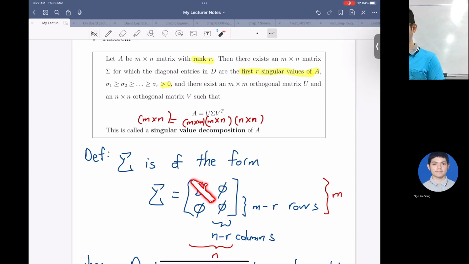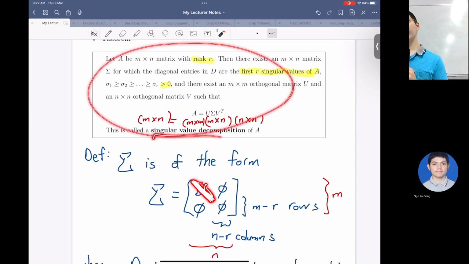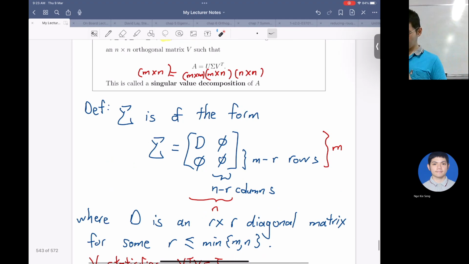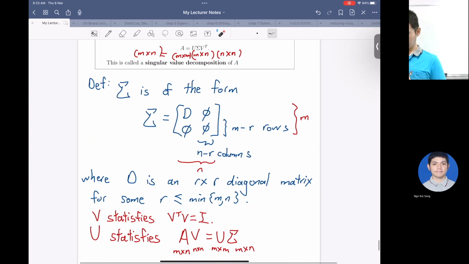This is the piece of information you are given in the theorem. It doesn't tell you what is V transpose, doesn't tell you what is U, but sigma is in this form. The first r by r block has the diagonal entries, the singular values. All right, so far okay? We will see examples. Don't worry.